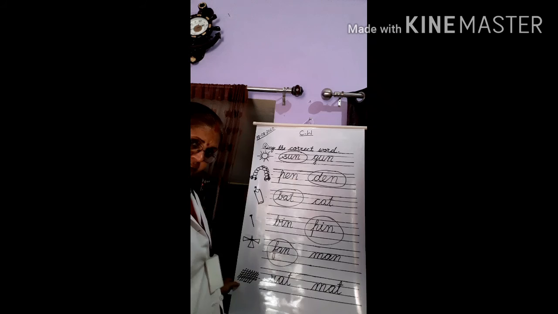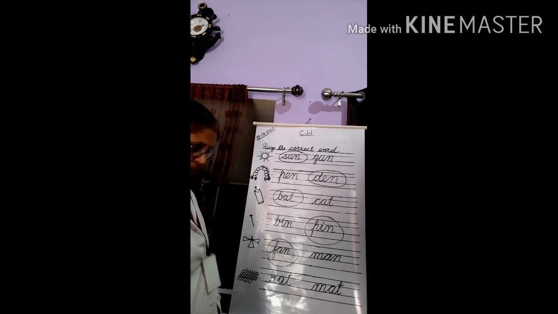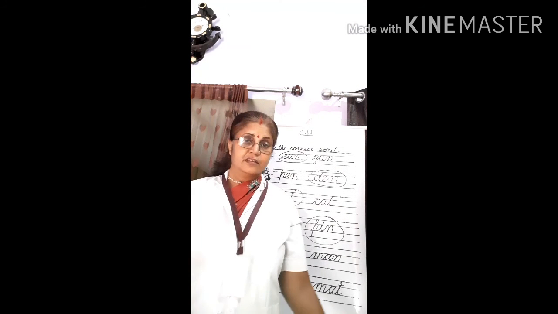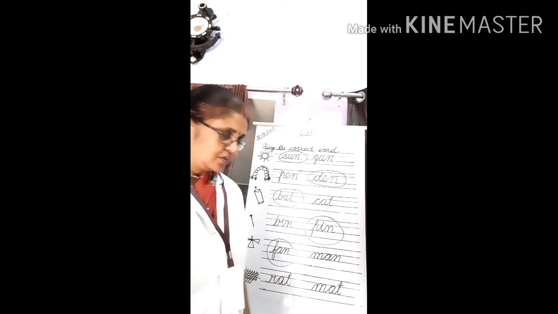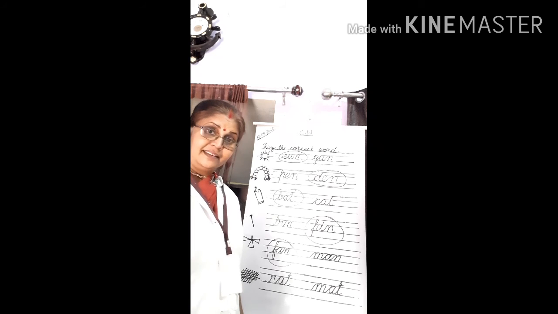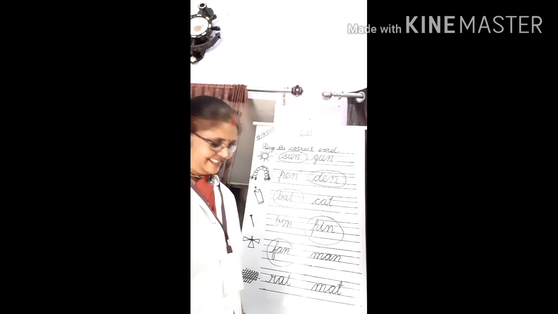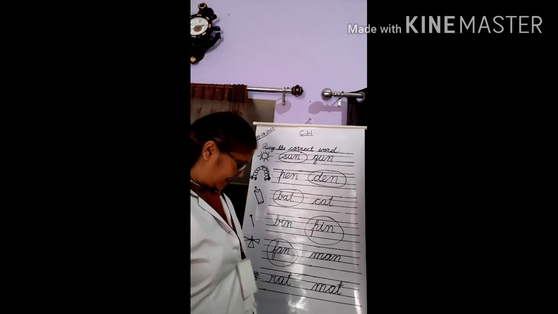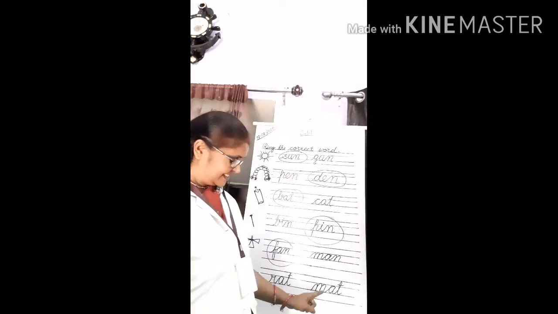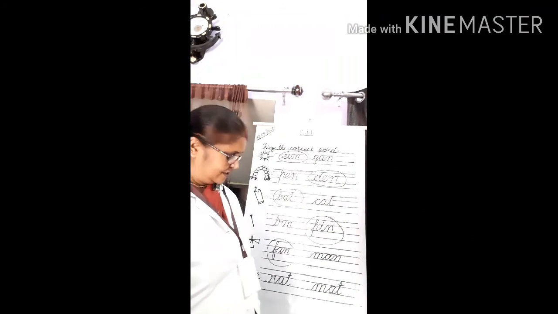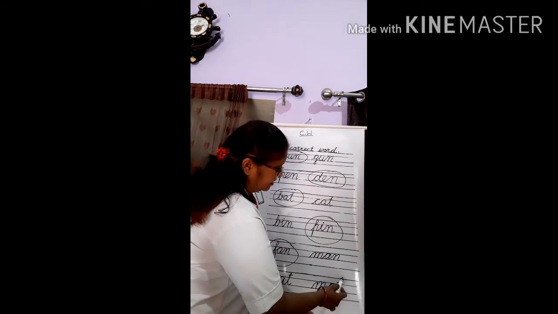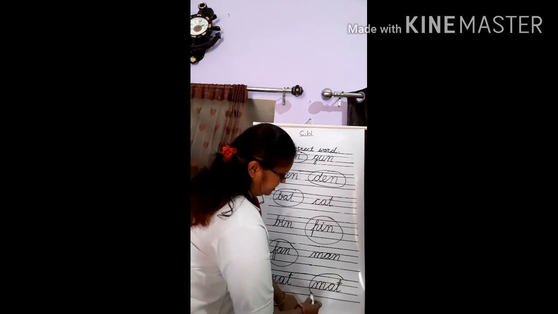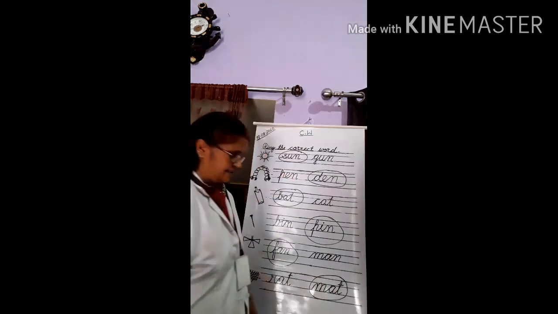What is this, children? Yes, this is a mat. This is a picture of a mat. We use the mat to sit on the floor. Okay. So what is the spelling of mat? Yes, M-A-T, mat. Which one is M-A-T, mat? This one or this one? Yes, this one is mat. So you have to make a circle around it here. Mat. Okay.